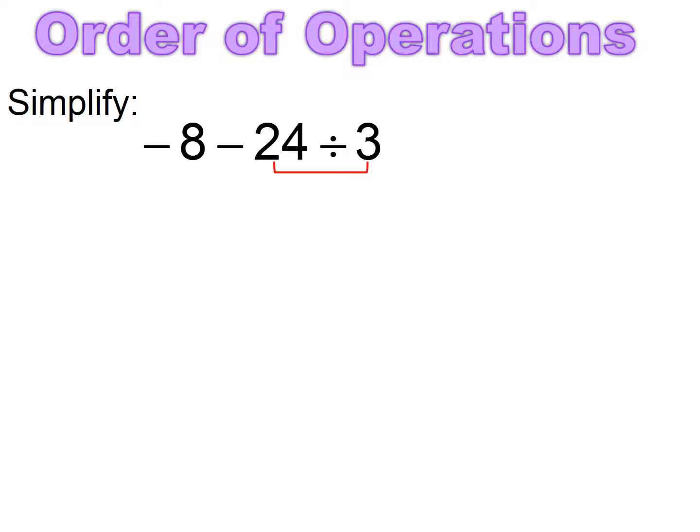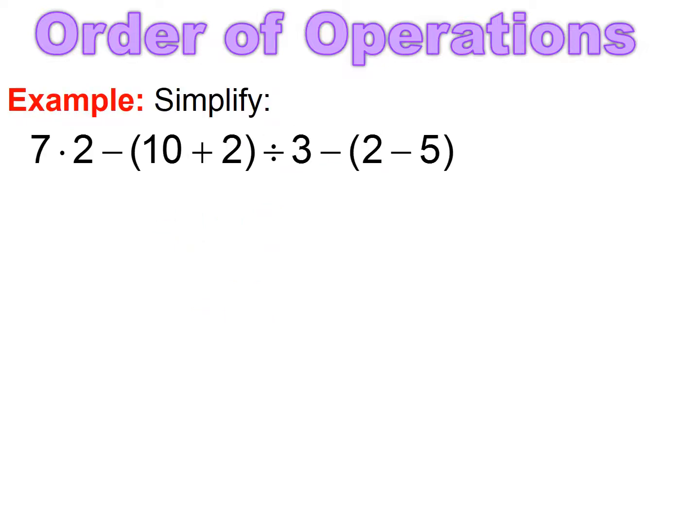So in this case, we want to do that division first. So I get 24 divided by 3. And then I see I have a -8 minus 8. That's the same sign, which means I have to add and keep the sign, so I end up getting a negative 16.